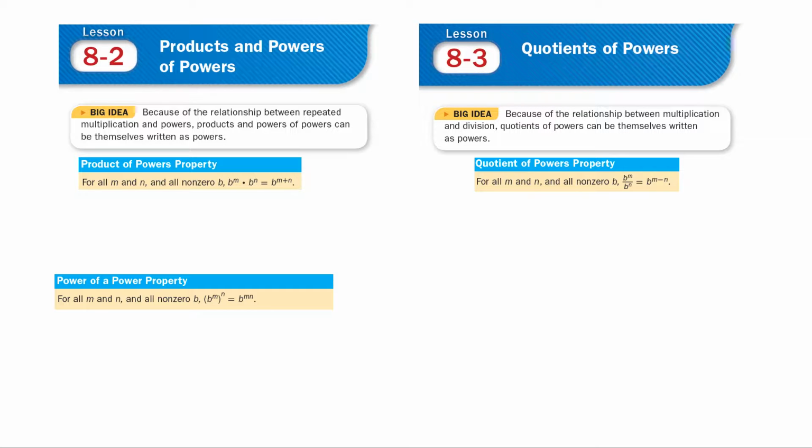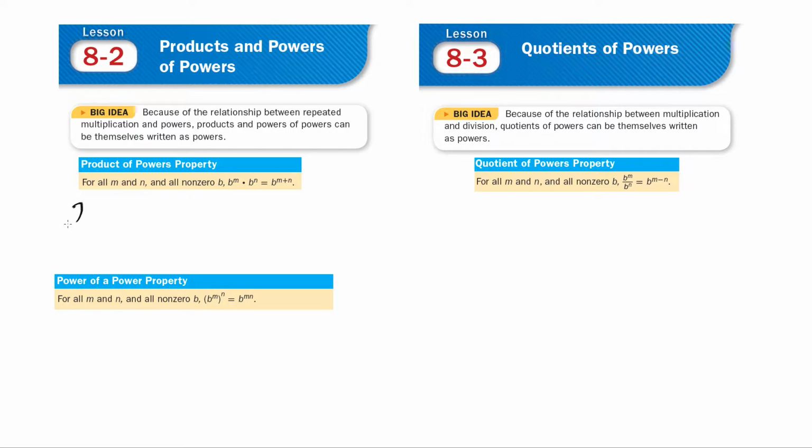So we have the products and powers of powers and quotients of powers. So let's go through 8-2 real quick. For this first idea, the relationship between repeated multiplications of powers and products of powers can themselves be written as powers. Well, what does that mean? That means if I have a value where the base of the exponent is the same, and I'm multiplying two powers together, then I simply add the exponents to get the result. Let's look at what that means.